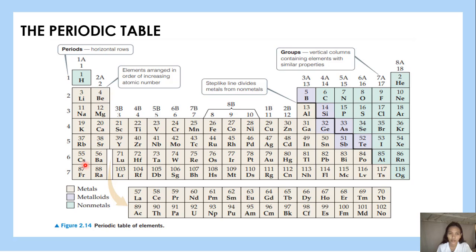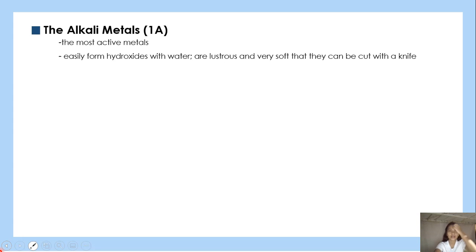So we have here the 1A, 2A, 3A, 4A, and then the step-like line here divides metals from nonmetals. If you can observe this from your periodic table, they are actually there to divide metals from nonmetals. So yeah, that is the periodic table of elements. Now let us further discuss them.